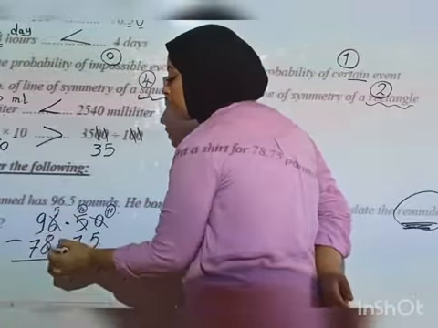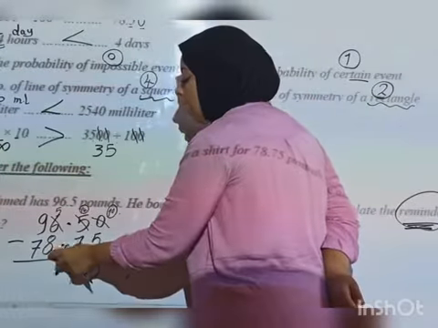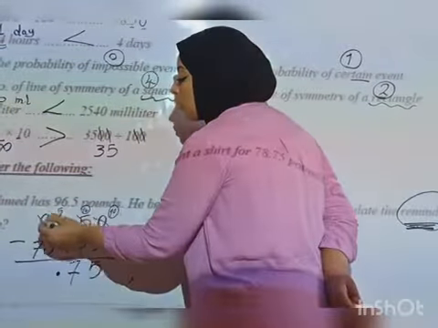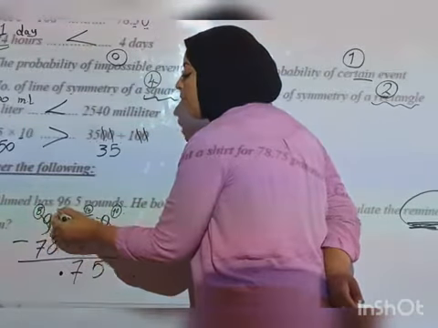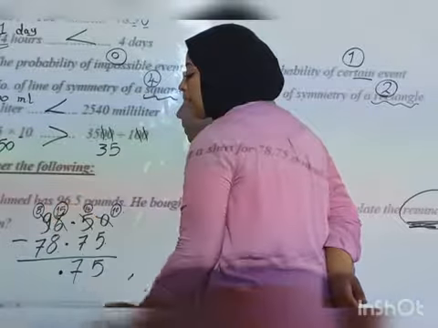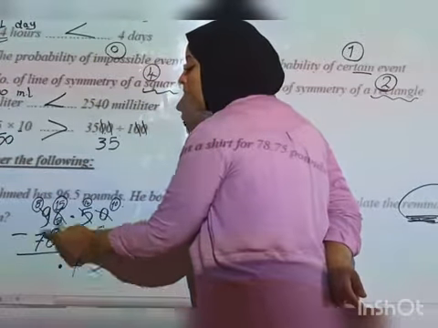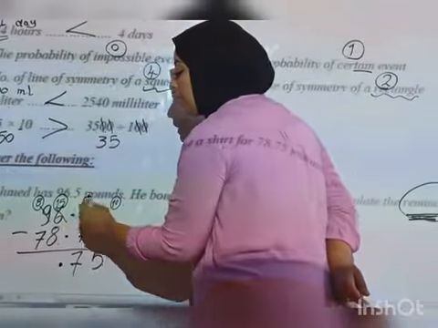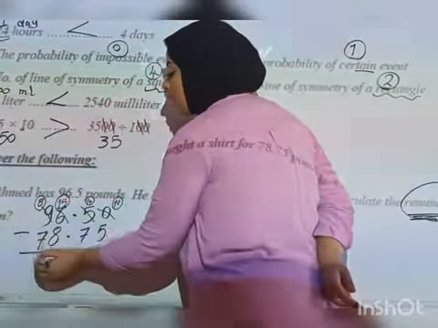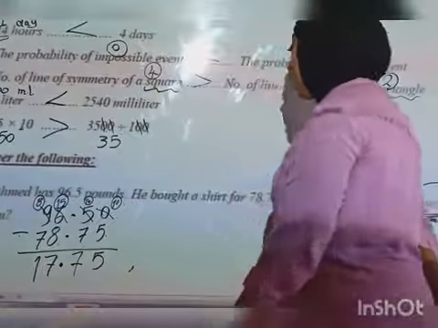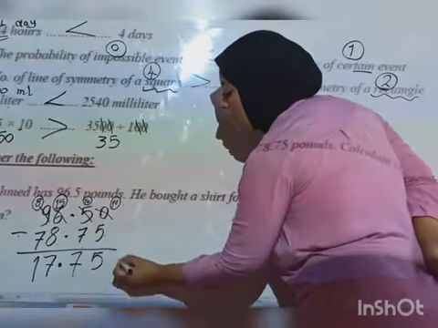And 5 minus 8. We can't take 8 from 5. So we borrow 1 from 9. 9 will be 8. And 5 will be 15. 15 minus 8 means count after 8 up to 15. It will be 7. 8 minus 7 equal 1. So the remainder here equal 17.75 pounds.